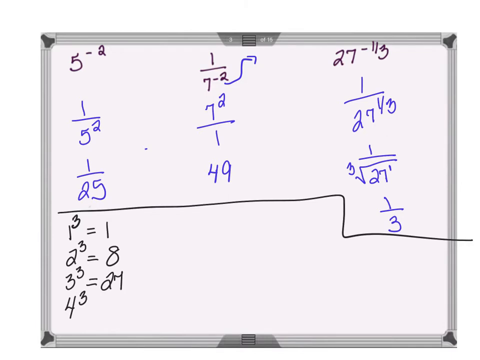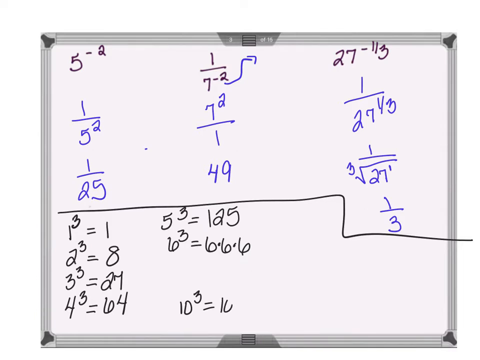4 cubed means 4 times 4 times 4, and that's 64. 5 cubed is 5 times 5 times 5, and that's 125. And I actually don't have any more memorized. 6 cubed is going to be 6 times 6 times 6. And 7 cubed is 7 times 7 times 7. 10 cubed might come up because that's going to be 1,000. 10 times 10 times 10 is 1,000. But as you can see, numbers get big very quickly when we're dealing with cubing numbers.